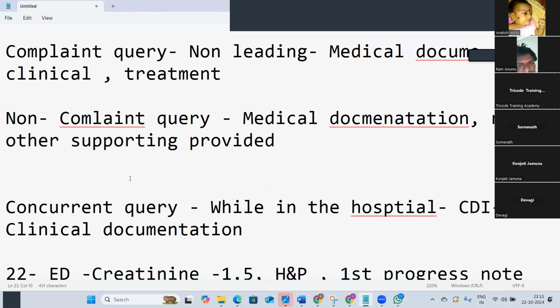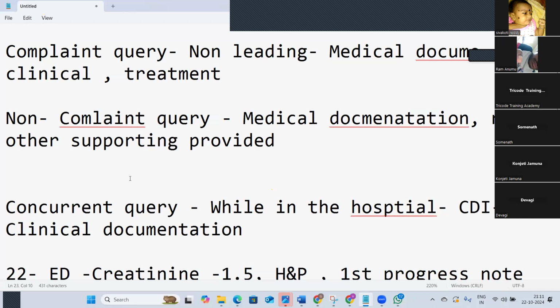In yes or no, there is no need to give clinical indicators, right? Yes, we can give. See, forget about the options, yes or no, multiple choice, or open-ended. We should remember that medical documentation, clinical indicators, and treatment should be provided in the query form, without missing anything. Don't assume that a yes or no query does not provide all this. You should provide all these in the queries.